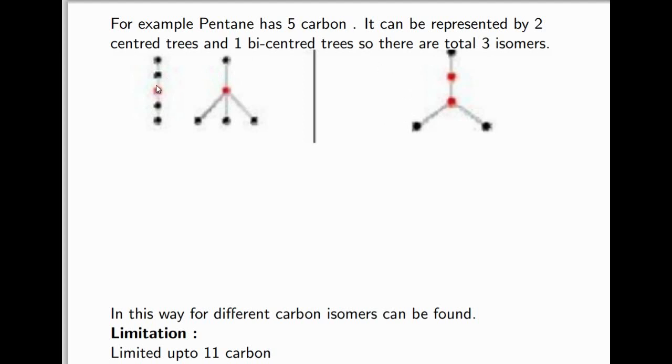Here it is a centered tree because there is only one center, whereas here there are two centers. So if we add both these centered and bicentered tree structures, we get the total number of isomers. But the limitation of this approach is that it is limited to 11 carbons only.